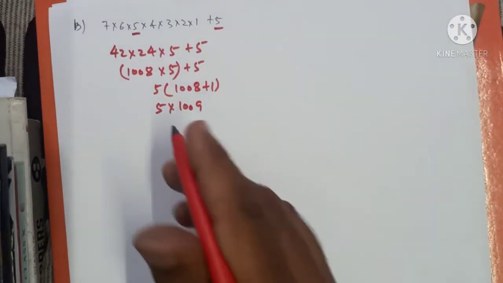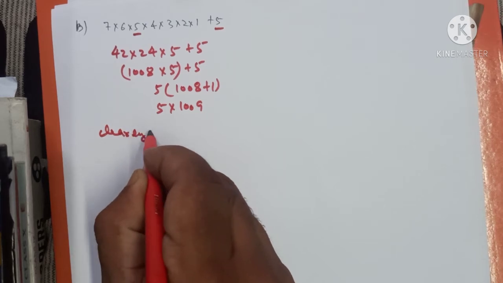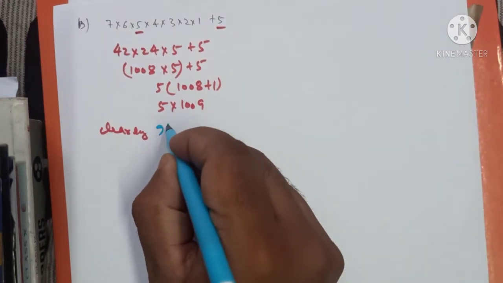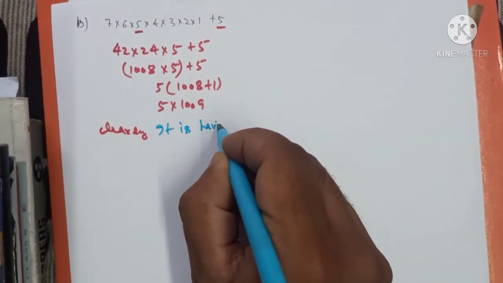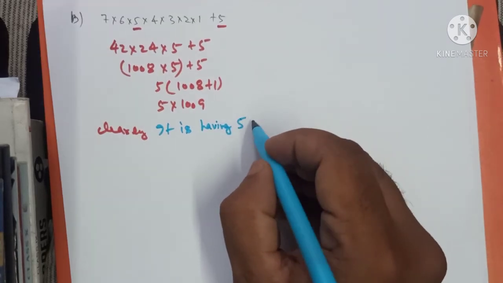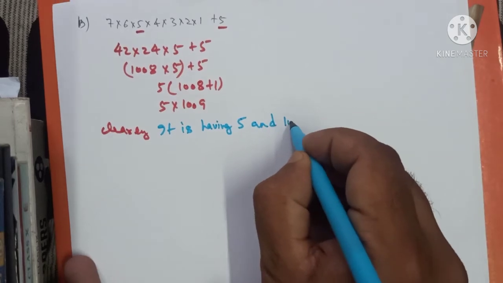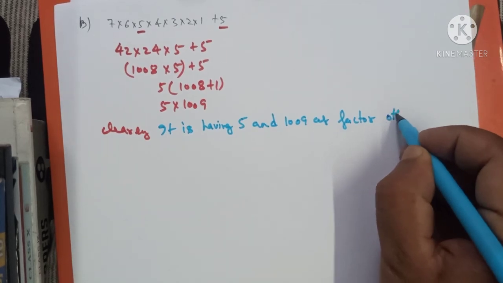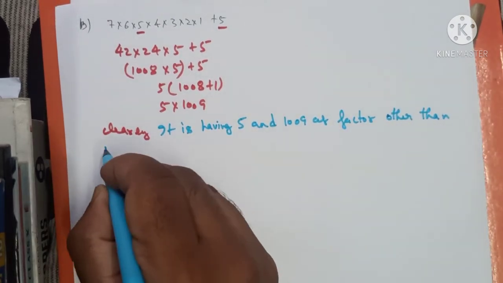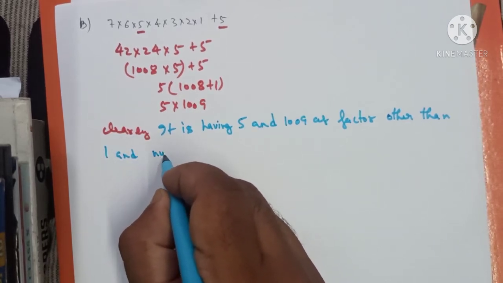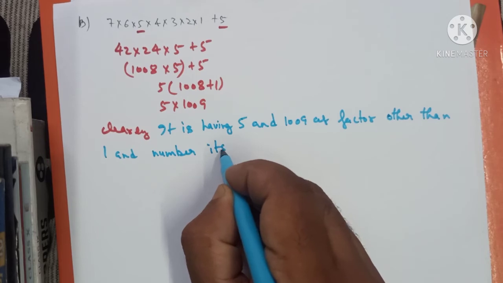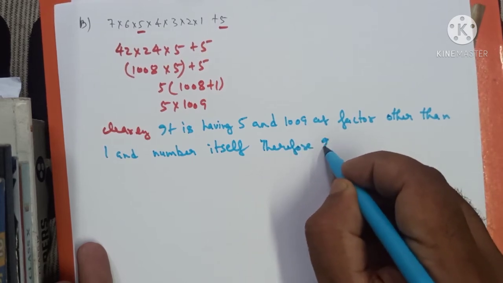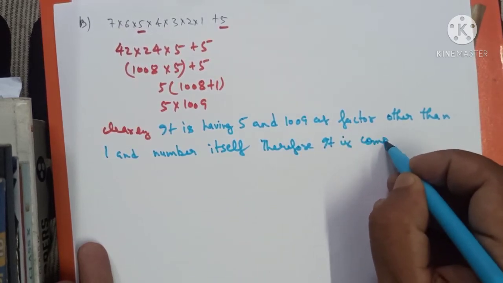So clearly the number is having 5 and 1009 as factors other than 1 and the number itself, therefore it is a composite number.